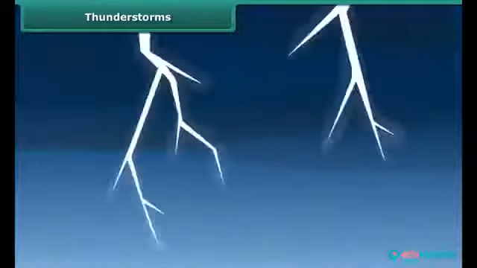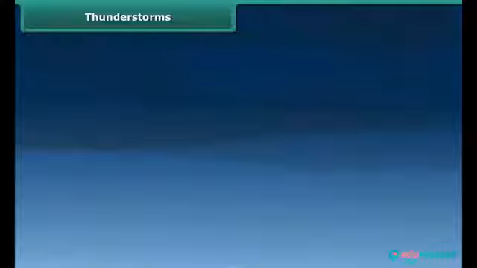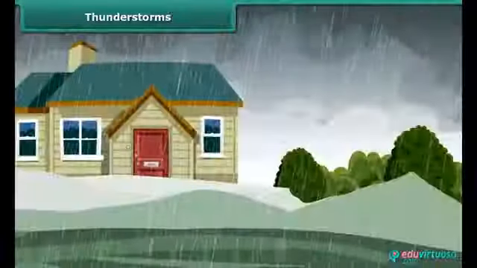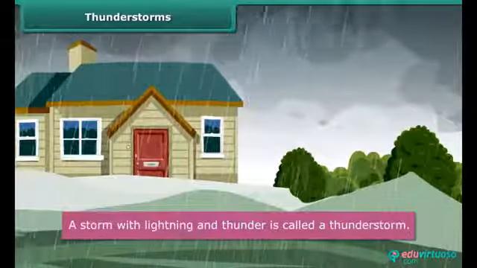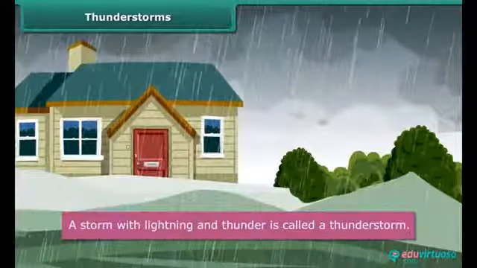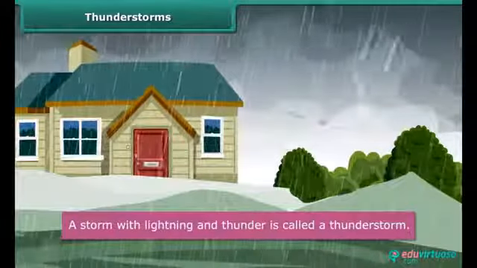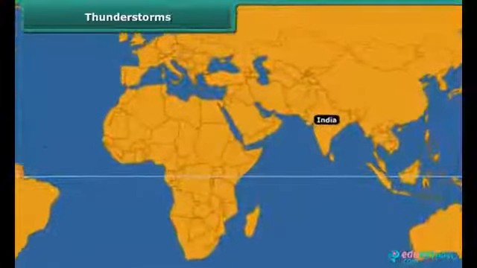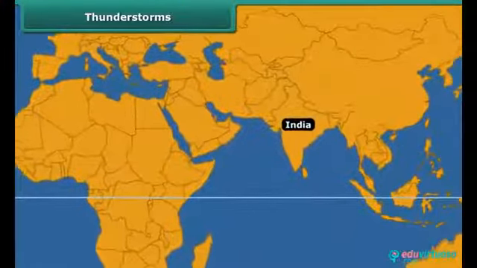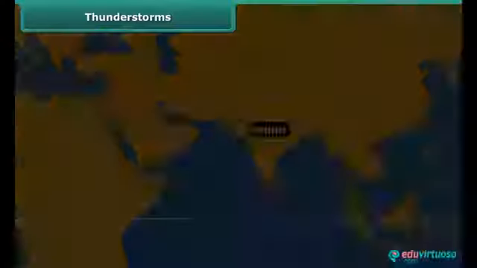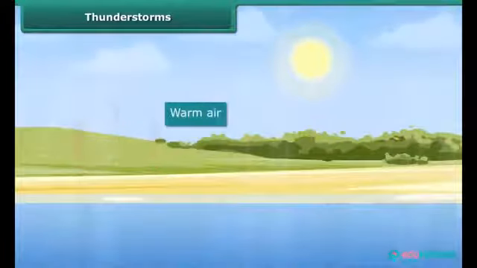Thunderstorms. Can you tell where lightning comes from? And why does lightning sometimes strike the ground? Let's find the answers. A storm with lightning and thunder is called a thunderstorm. It develops in hot, humid tropical areas like India very frequently. They are formed by the uplifting of warm and humid air.